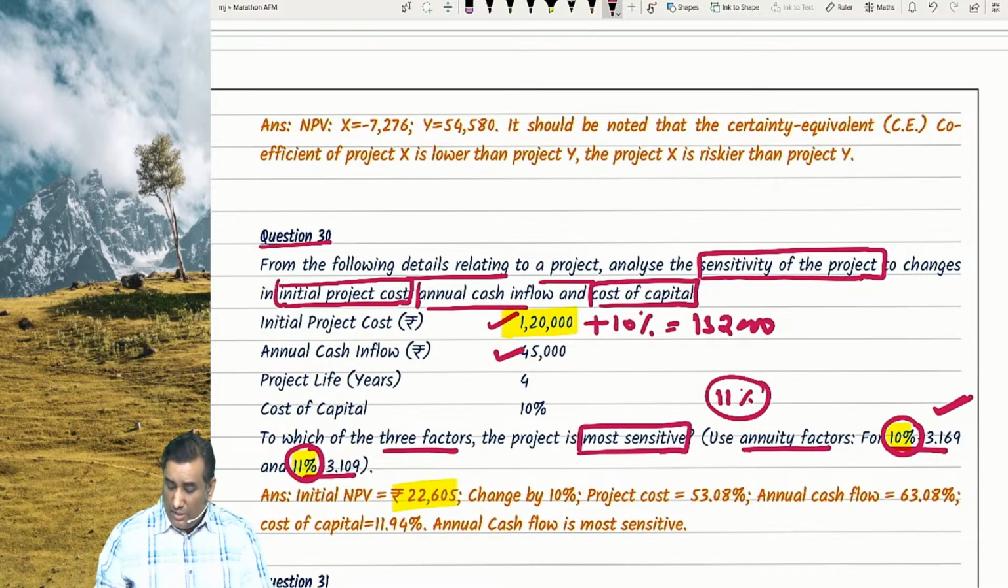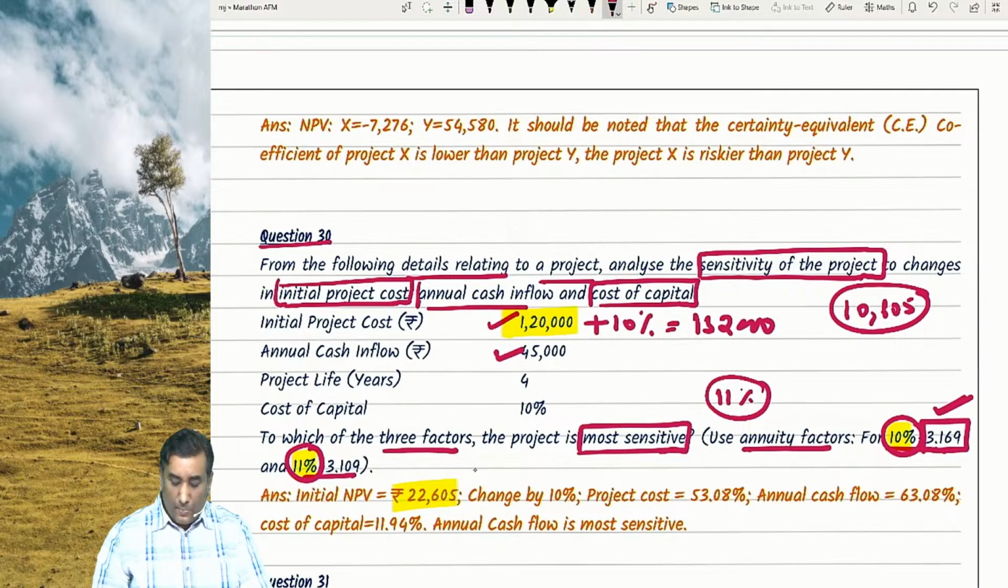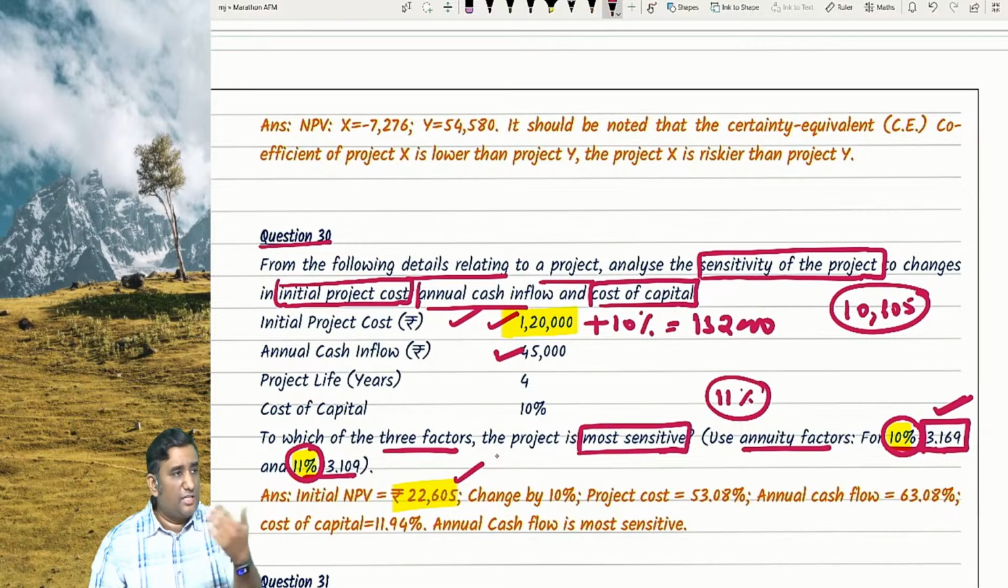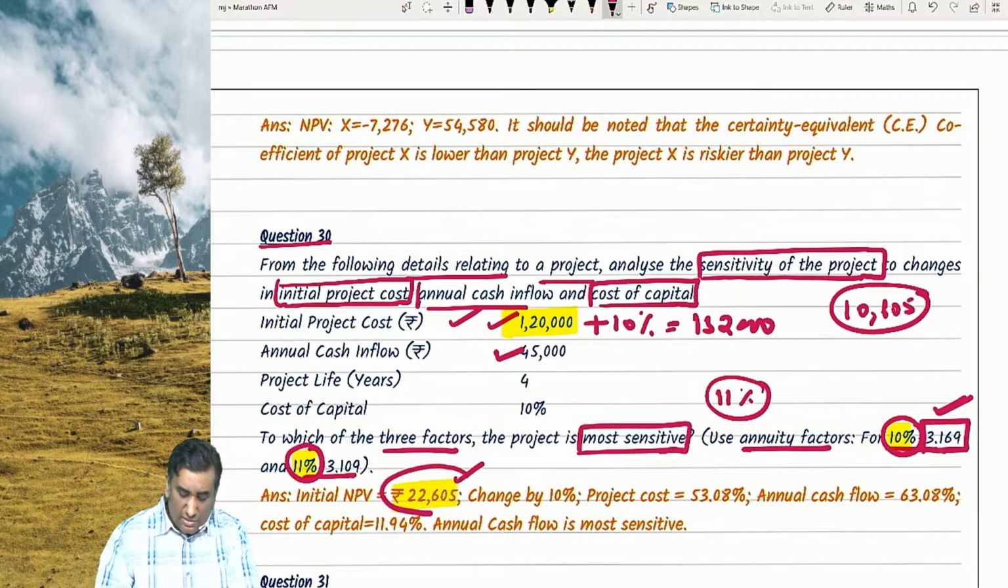45,000 into the annuity factor of 10% only, 3.169, minus 1,32,000. How much do we get? 10,605. So how do we do it, sir, now? If my project cost increases by 10%, the cost was in period 0, so automatically my NPV will decrease by 12,000 only. Cost is increasing by 12,000, so my NPV would have decreased by only 12,000. So we say 22,605 NPV becomes 10,605. What is the percentage change? 53.08.